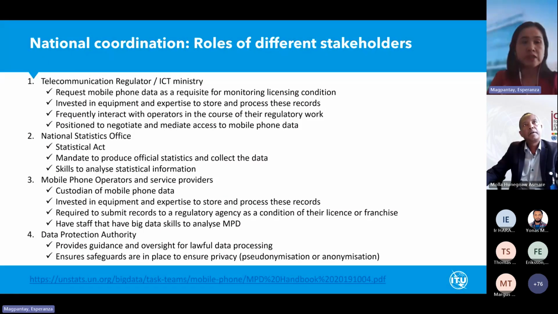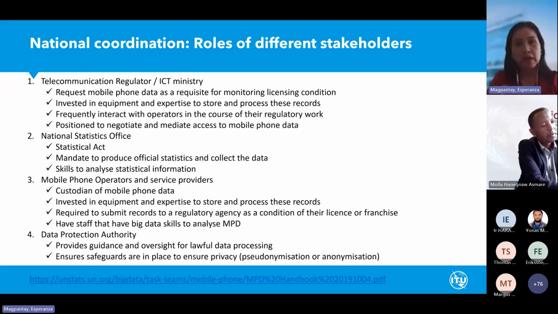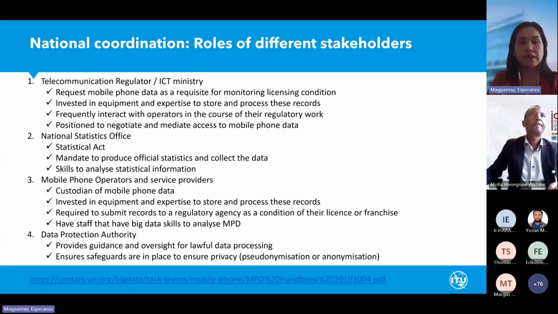And of course, the Data Protection Agency, because they provide guidance with regard to the lawful use of this data and how this data could be processed, ensuring that safeguards are in place, ensuring privacy and anonymization of this data.